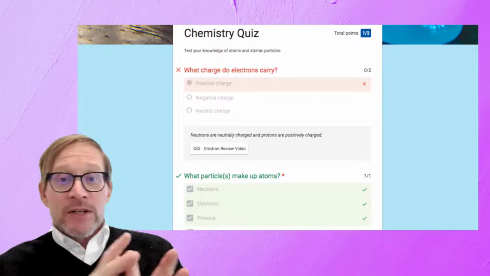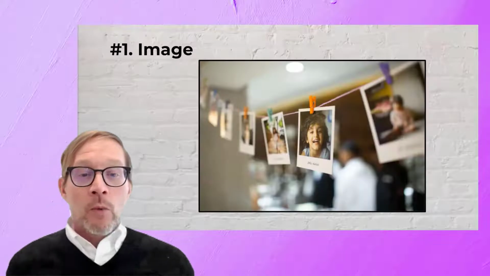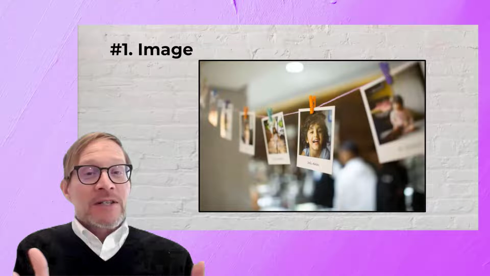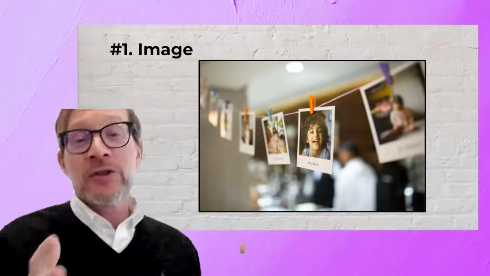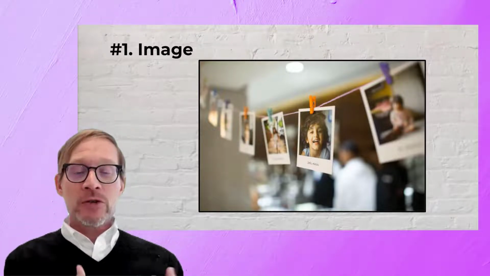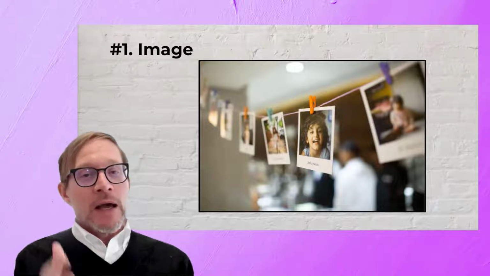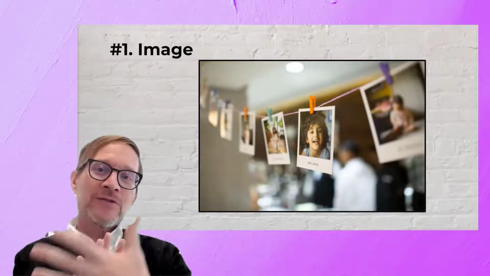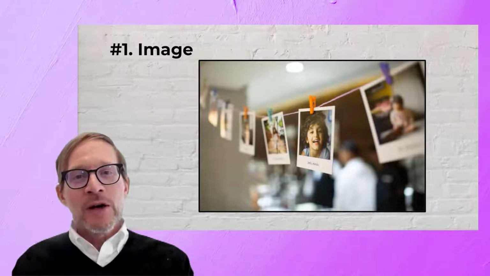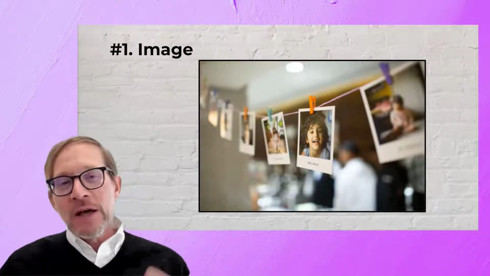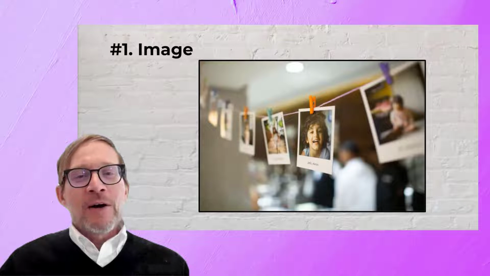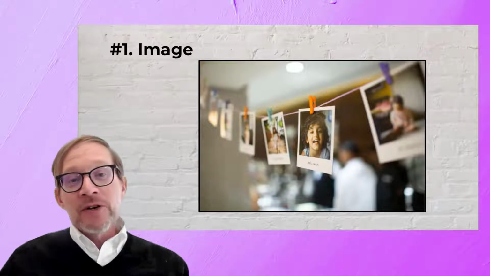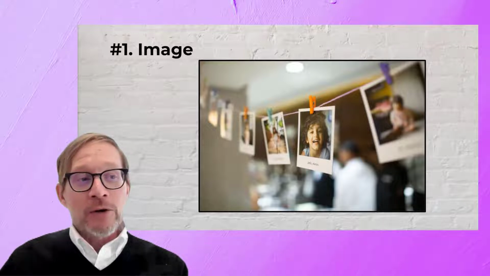So one of the great ways to help students build their background knowledge, get them excited about reading, and make connections is to show them a picture. So we might be getting ready to read, and let's show them a picture and let's talk about that picture so that we can start that conversation about what's going to happen. A lot of us are very comfortable with pictures, so putting a picture inside a Google Form can be a great way.